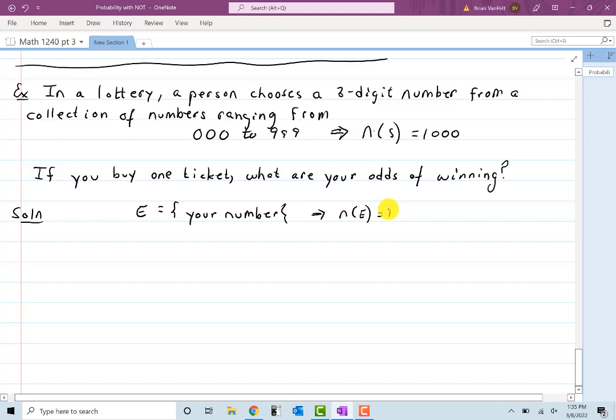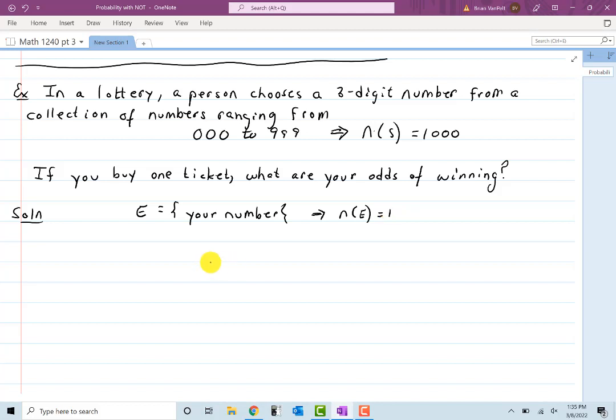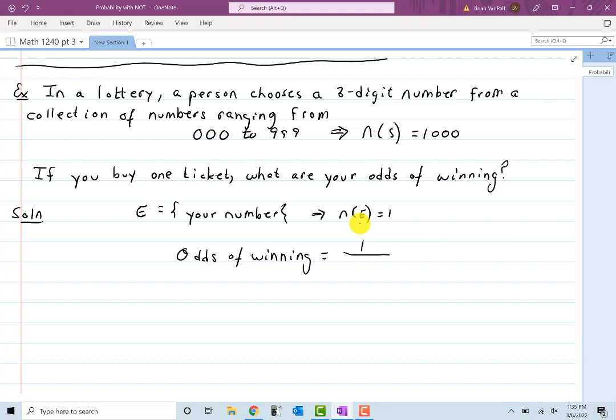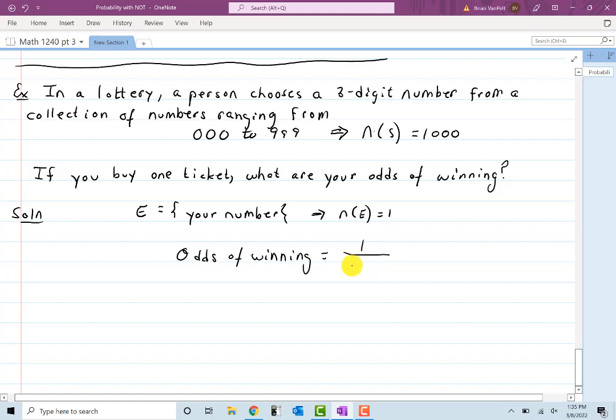So the only thing favorable to you is that one number. So when we look at your odds of winning, you have only one outcome that is favorable to you. That is if they choose that one 3-digit number that you picked. All the other numbers you lose. That means there are 999 other numbers that are unfavorable to you because they're not your number.